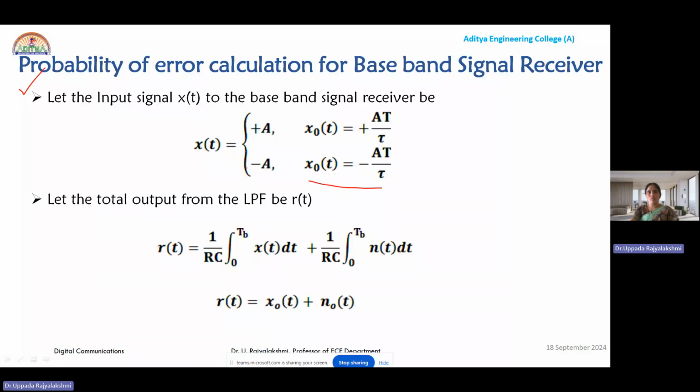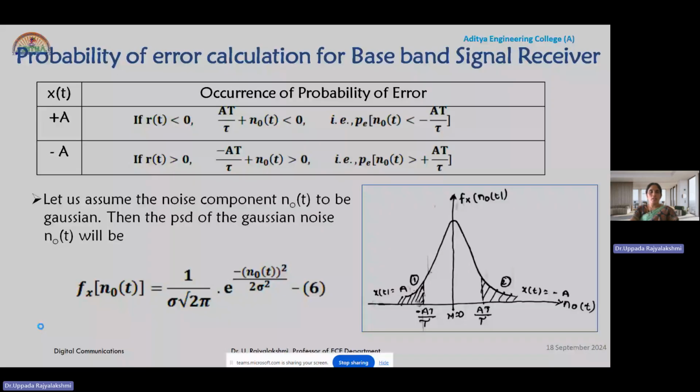And similarly, when x of t is minus A, x naught of t must be minus AT by tau. And we know the total output from the low pass filter is R of t, which is expressed as x naught of t plus n naught of t. These two we discussed in the earlier slides. Now, for example, let us see when the probability of error will arise.